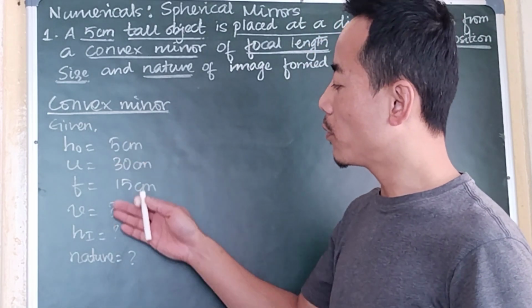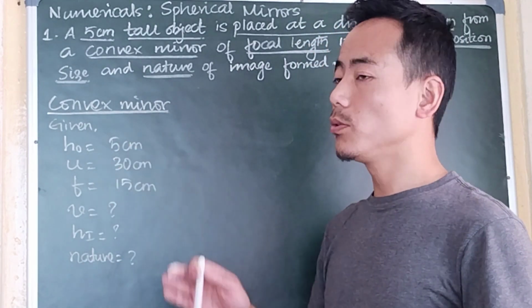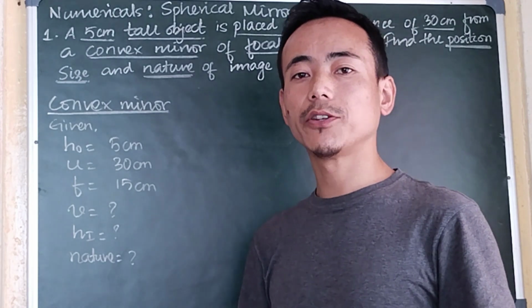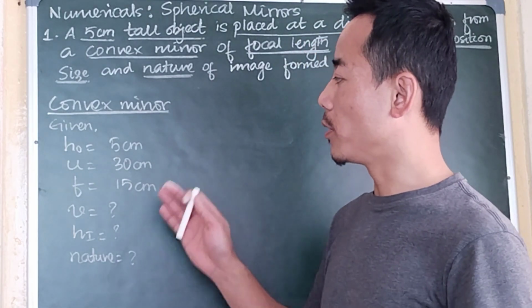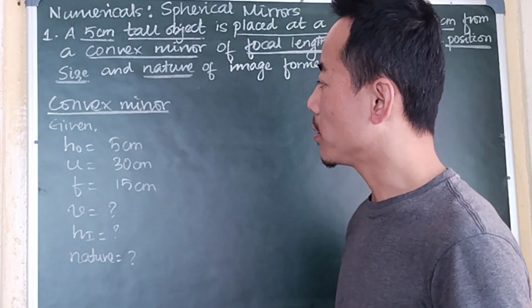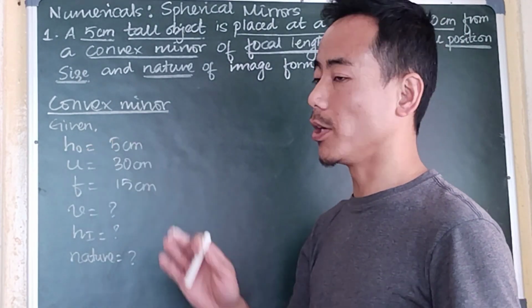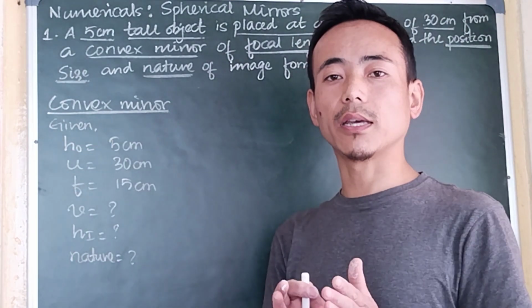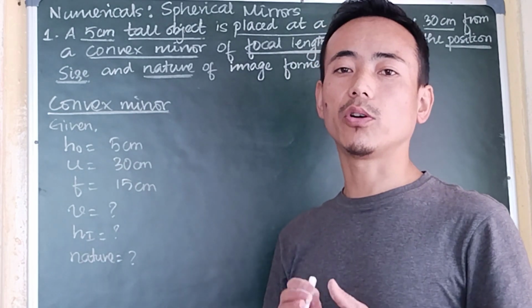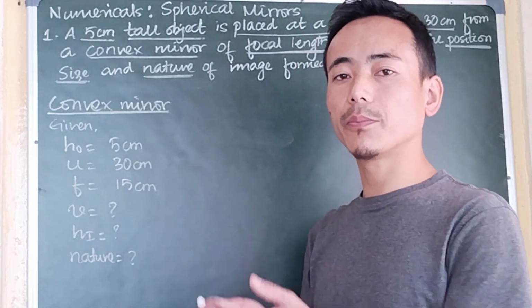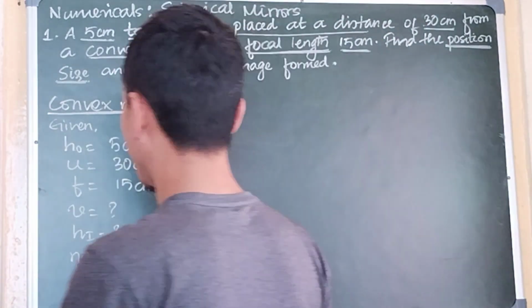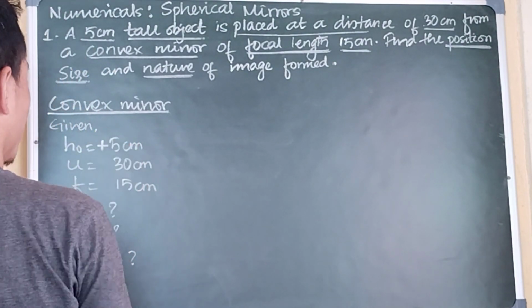But before we use the formula, we need to use the sign convention. That's why sign convention is important. Otherwise, you will not get the correct answer. So here you can see we are using a convex mirror. Now height of the object, for convex or concave, will always be positive because we are keeping it always above the principal axis. So height of the object will be positive.